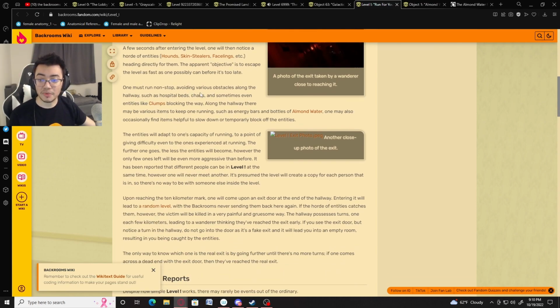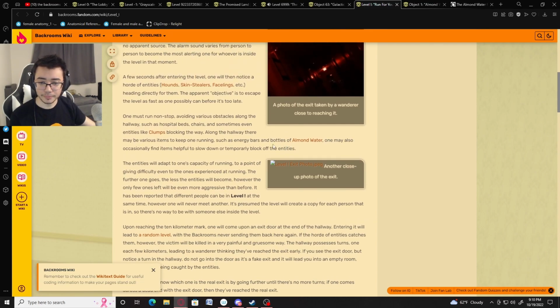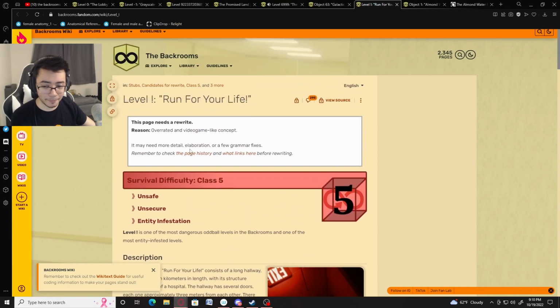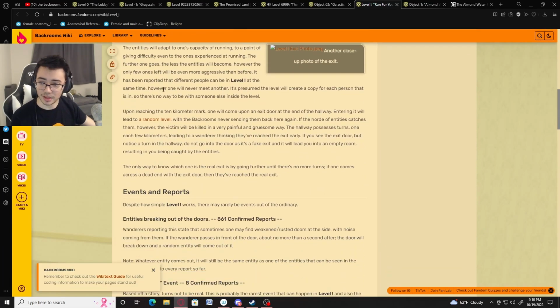One must run non-stop, avoiding various obstacles along the hallway, such as hospital beds, chairs, sometimes even entity clumps blocking the way. Many various items can be found, such as energy bars and bottles of almond water. Yeah, so it's basically just like a game. You just have to run and escape, is what it seems like.